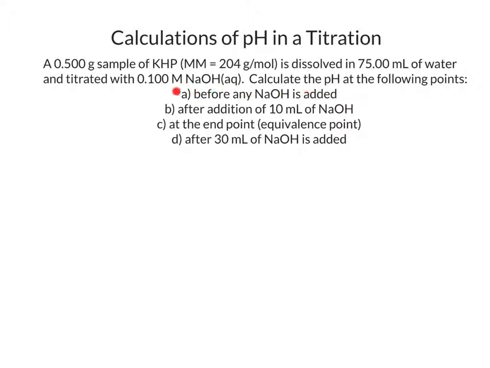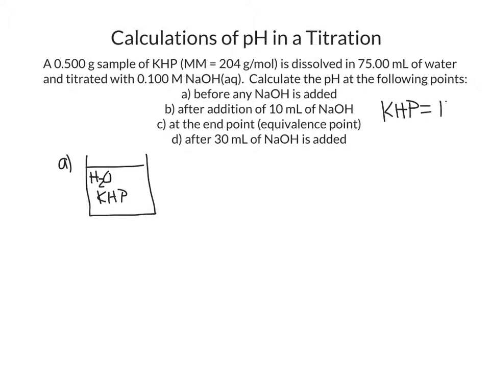So let's start with this first step before we've added any sodium hydroxide. At that point in our beaker, we have added water and this weak acid called KHP. So we need to know something about this KHP and how it reacts with water, because that's what we've added to our beaker. Let's just represent the KHP, our weak acid, as HA.